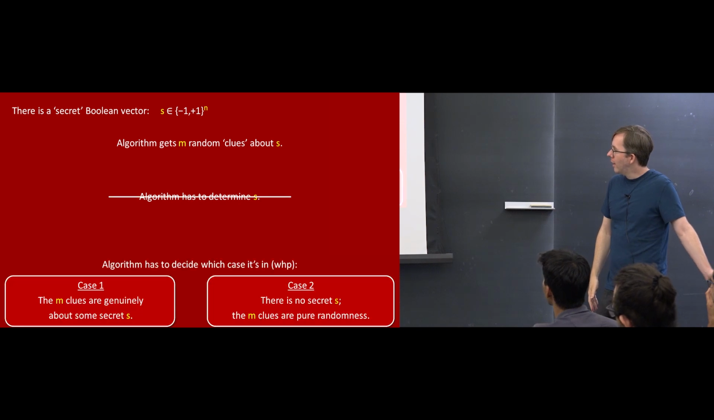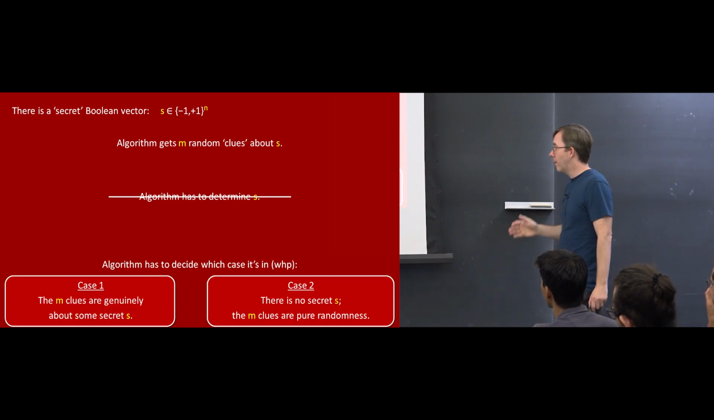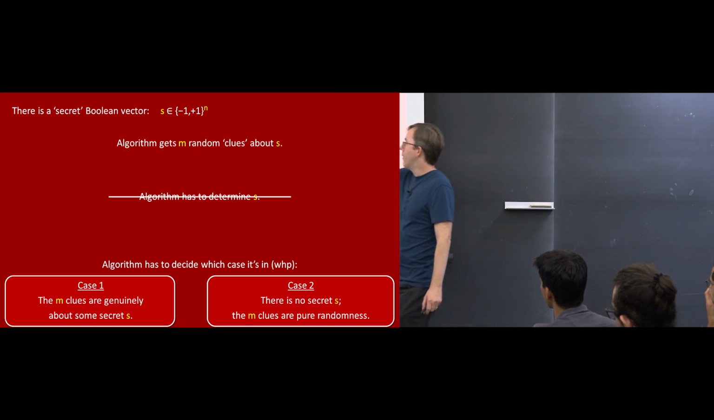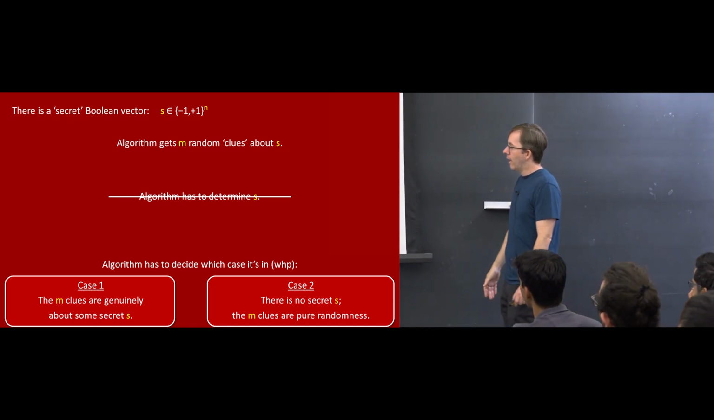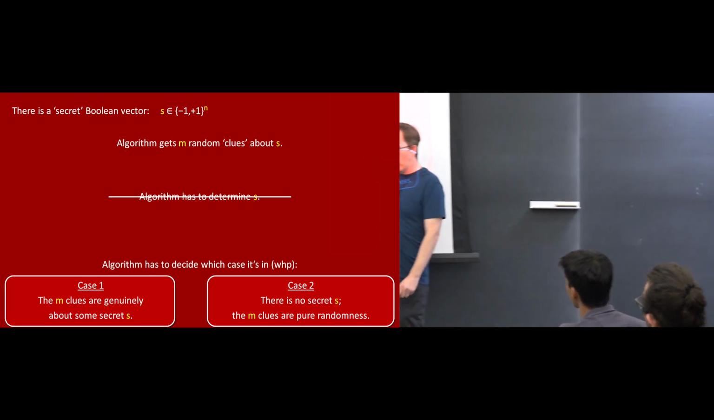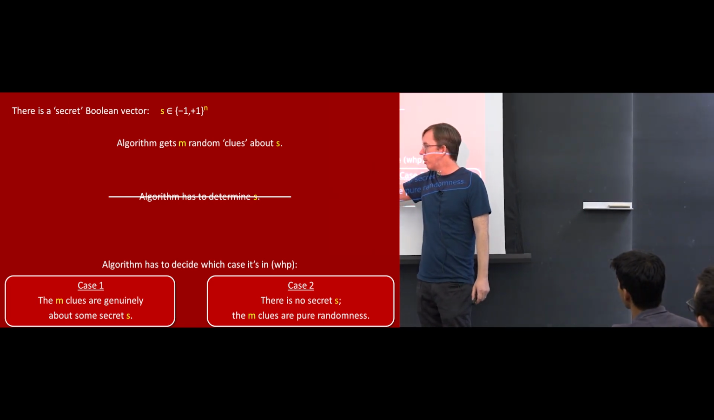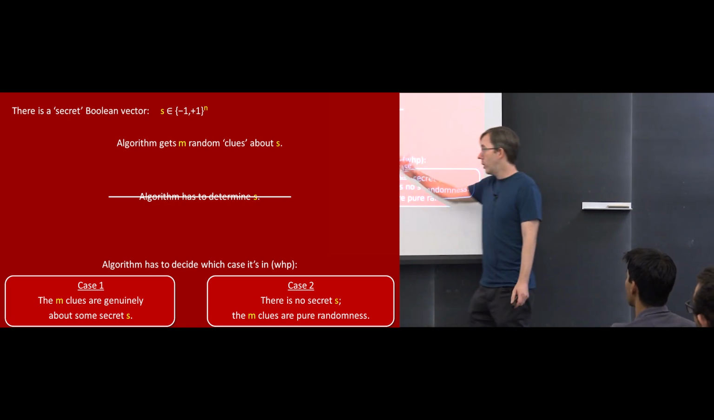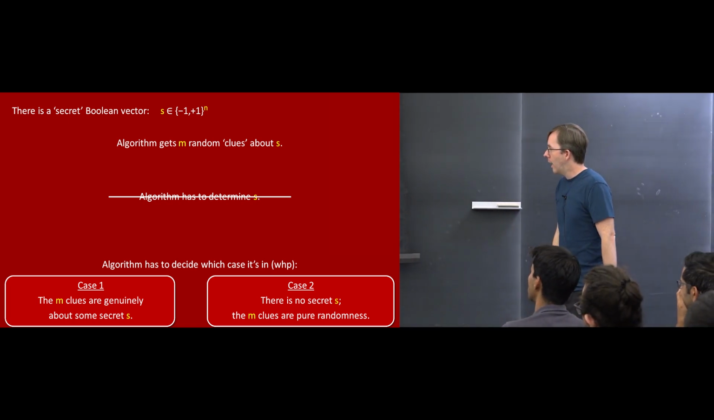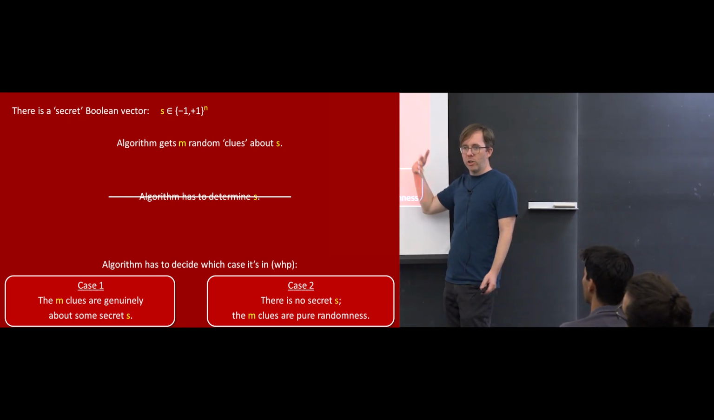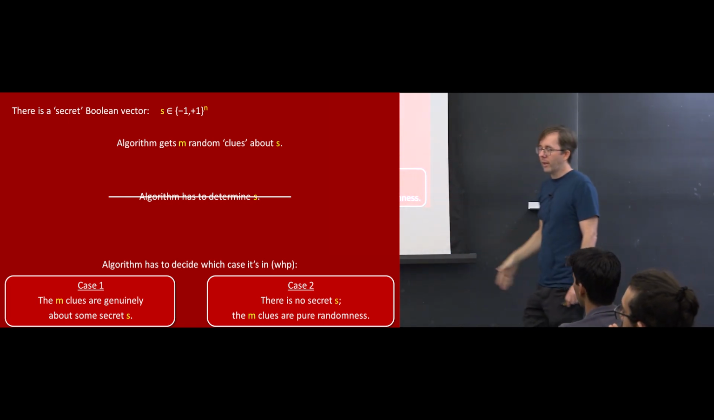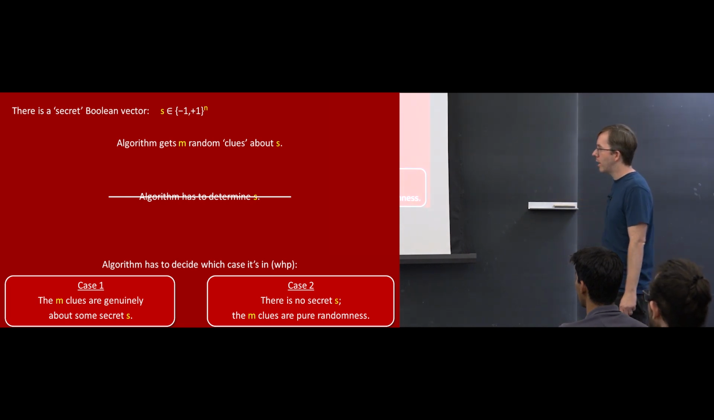And so the yes or no version of the problem is going to be like this. You're either going to be in case 1 or case 2, and the algorithm has to tell which case it's in. In case 1, it's exactly like I just told you. There's some secret string S, and you're getting a bunch of clues about it. And in case 2, there really is no secret, and the clues you're getting are just garbage. They have nothing to do with anything. It'll make a little bit more sense when I say what a clue is, but this is the setup.